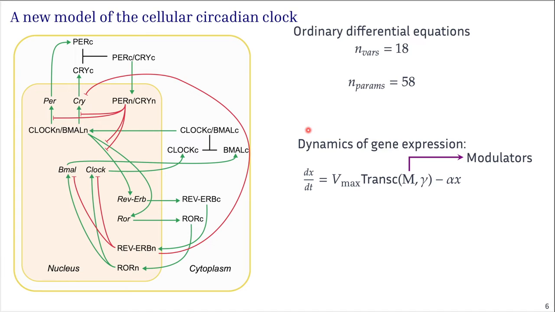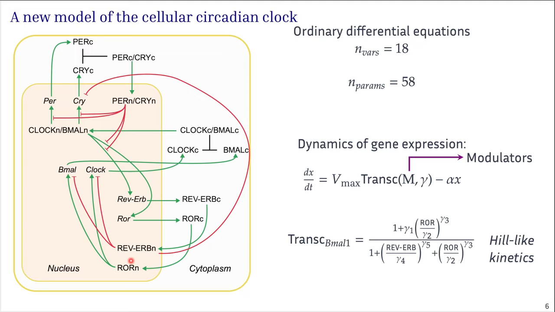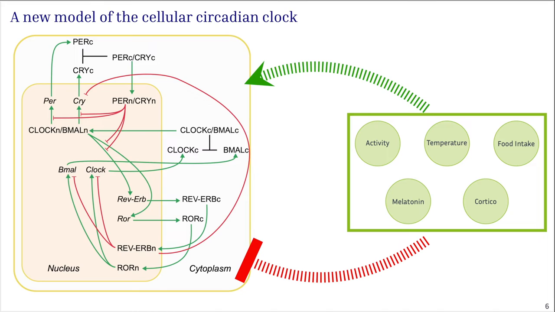There is a degradation term with rate alpha, a transcription term with basal level Vmax and a transcription function that depends on a parameter vector gamma and on the protein levels of the involved protein in the regulation of the gene. For instance, in the case of BMAL1, it is regulated by REV-ERB and ROR so that the kinetic looks like this.